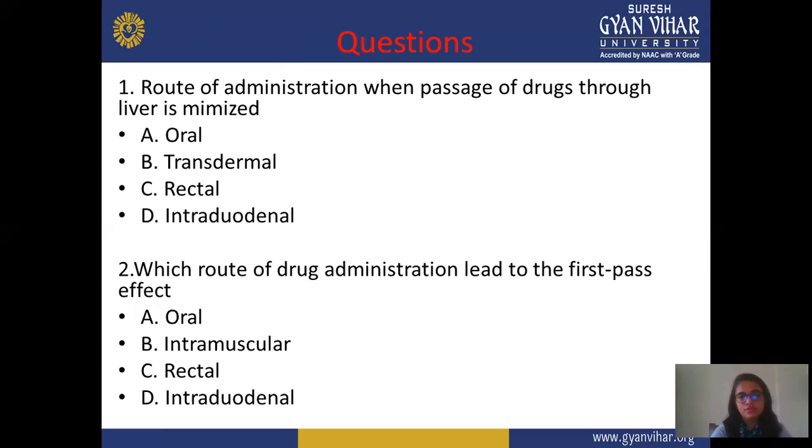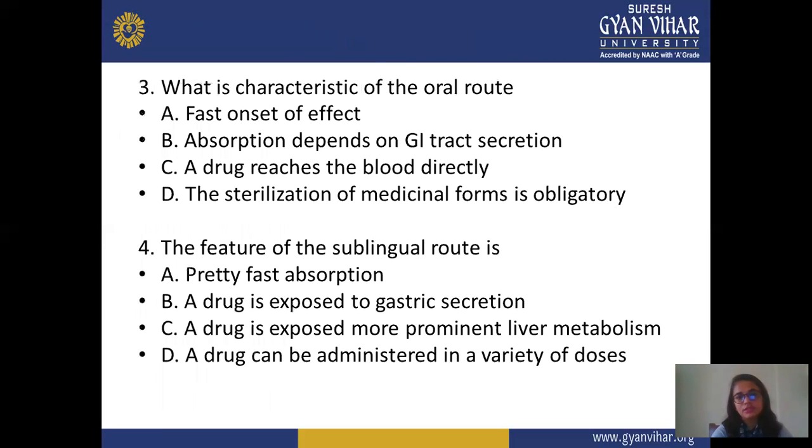Now, questions. Question 1: in which route of administration is passage of the drug through the liver minimized: A, oral route; B, dermal route; C, rectal route; D, intraduodenal route. Question 2: which route of drug administration leads to the first pass effect: oral route, intramuscular route, rectal route, or intraduodenal route. Question 3: what is the characteristic of the oral route: A, fast onset of effect; B, absorption depends on GI tract secretion; C, the drug reaches directly; D, sterilization of the medical form is obligatory.